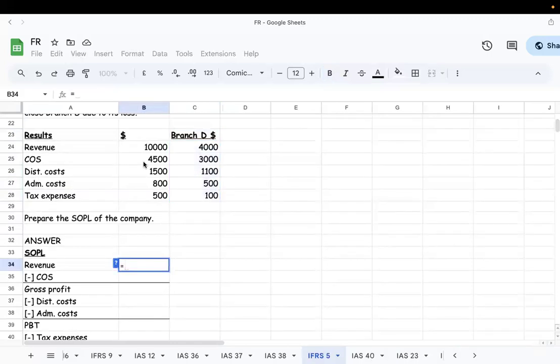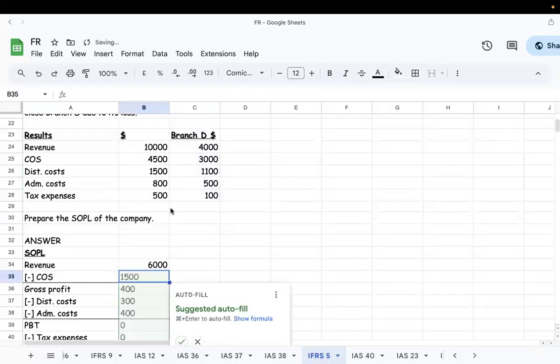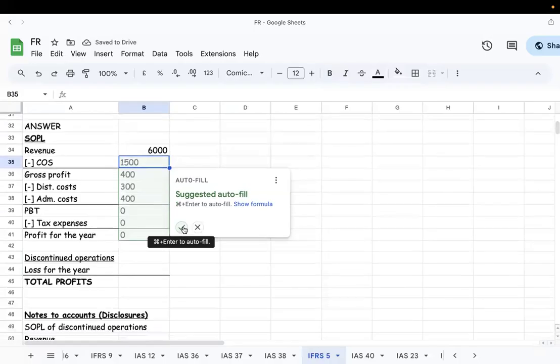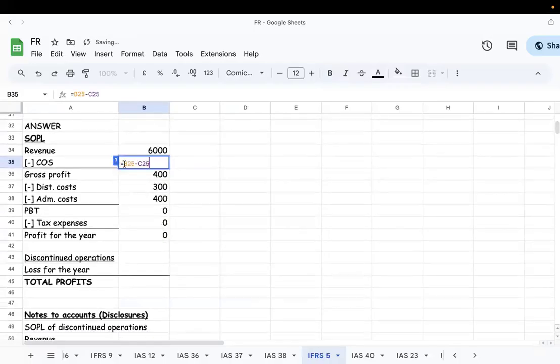We're going to just deduct this from this. So in that manner, this becomes minus since it is cost of sales. Basically, since we're selling one part of the company, we want to create a new financial statement that excludes the one that's being sold.